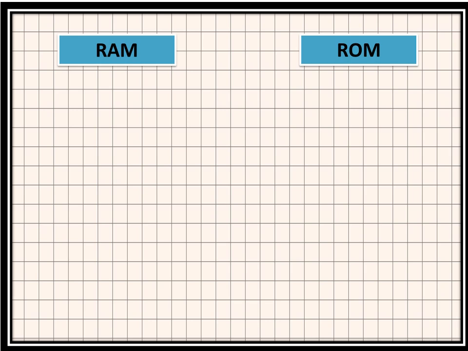Today we are going to understand two essential types of computer memory, RAM and ROM. What are they, how are they different, and where are they used? Let's break it down.